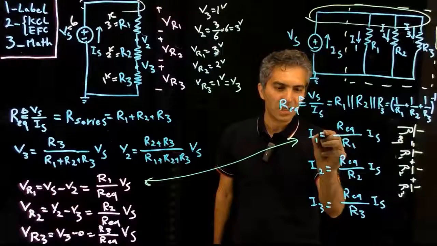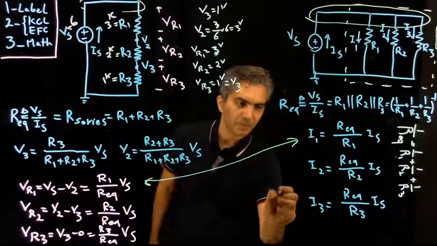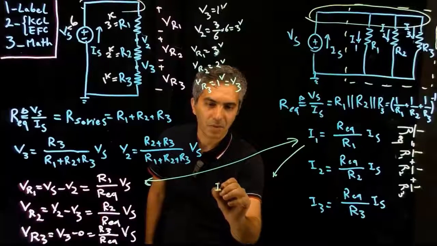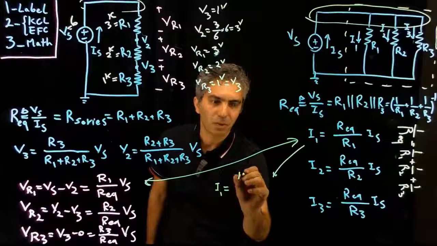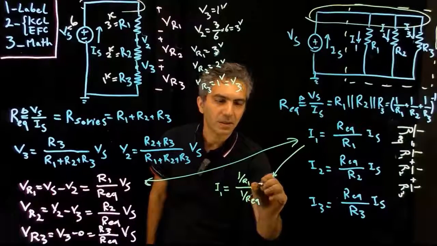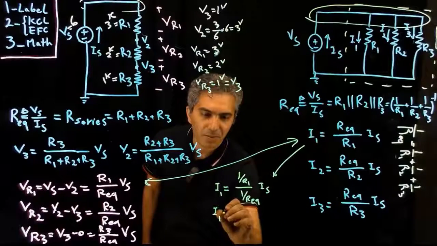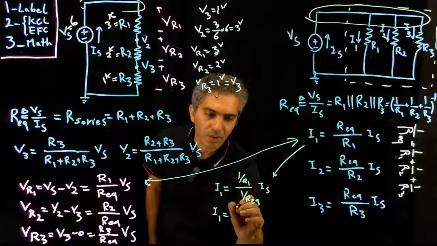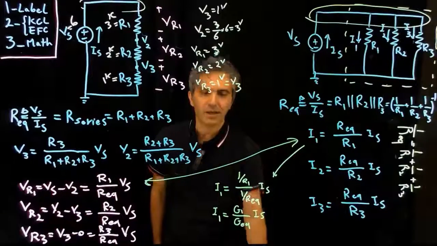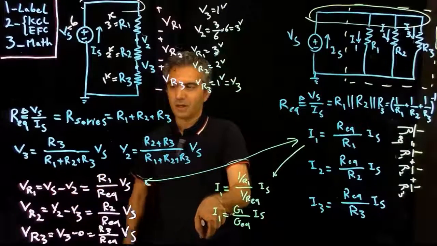If I rewrite that so that everything is a function of conductance. Now, I'm going to redo it here. So I can say I1 is equal to 1 over R1 over 1 over R equivalent times IS, right? Which is I1 is equal to, I'm going to call it G1 over G equivalent times IS. So replace the voltage with current.